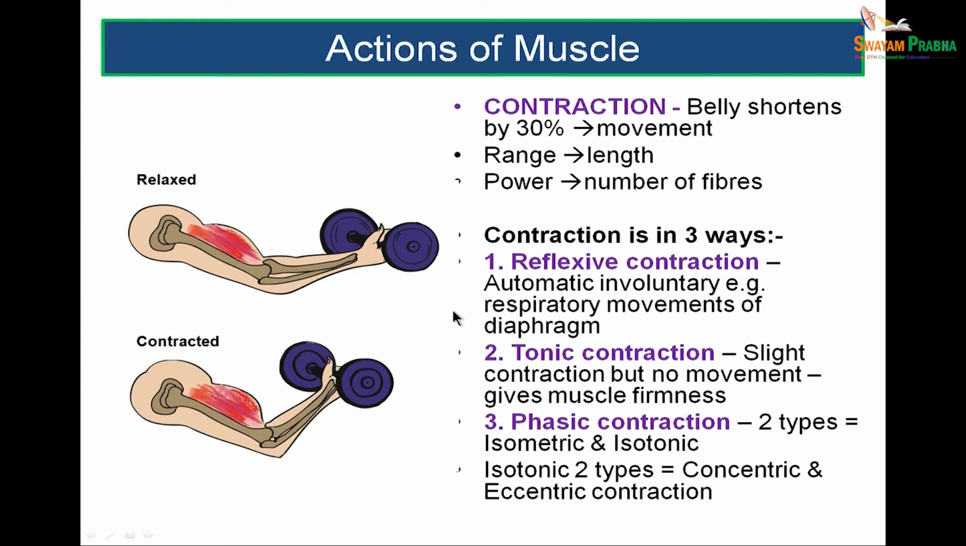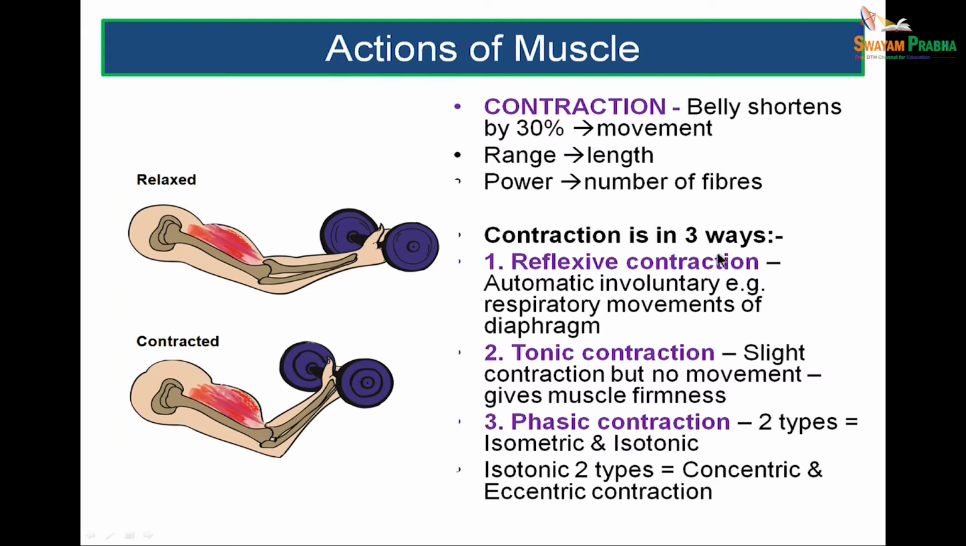Let us study actions of muscles. So, everyone knows what a muscle does? It contracts. So, contraction is the prime action of a muscle. The belly shortens by almost 30%, giving you movement. Range depends on length of the fibers, power depends on number of the fibers. If you look here at a relaxed muscle, you see it is much longer, whereas if you look at a contracted state, the muscle would definitely be shorter.